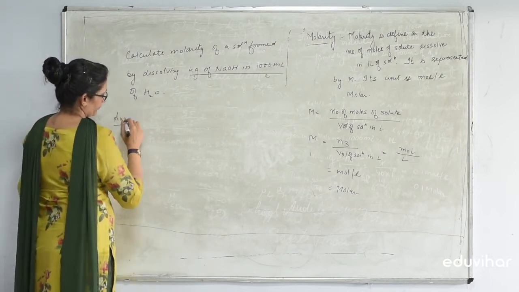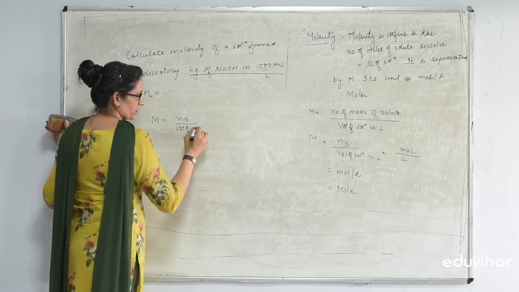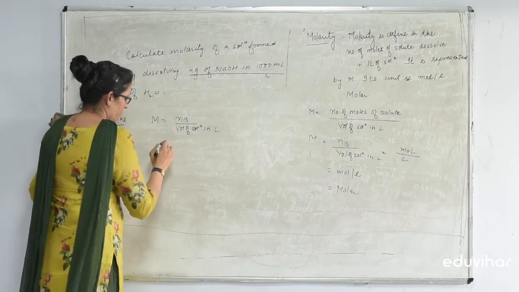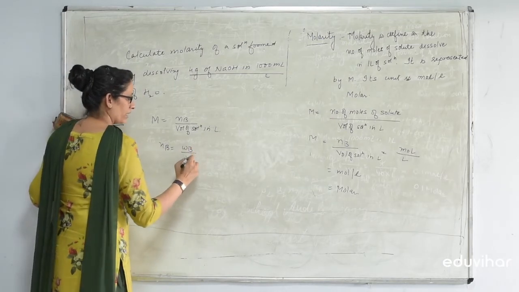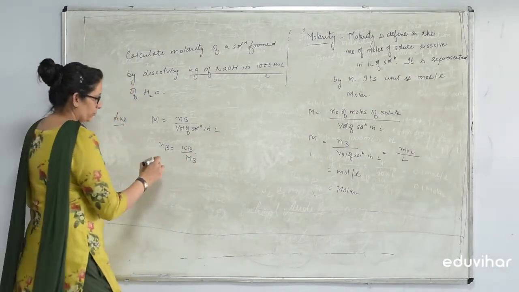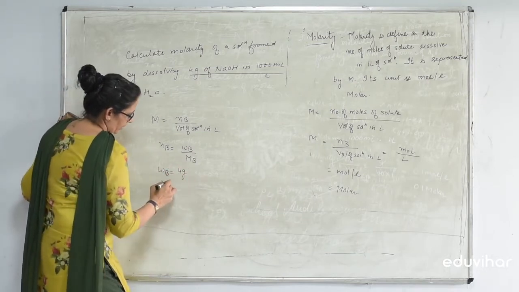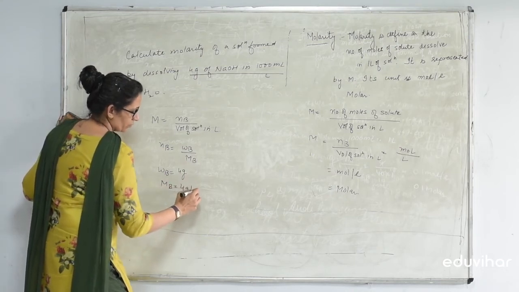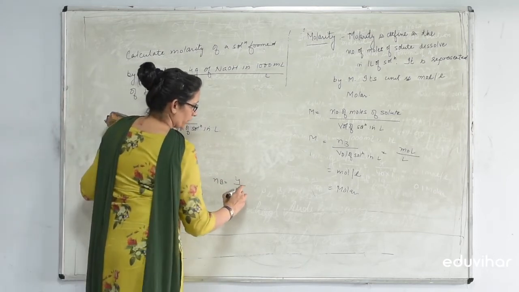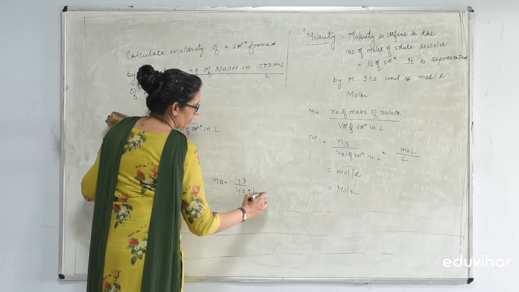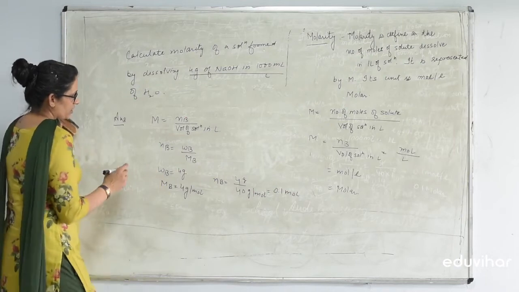Answer: molarity is number of moles of solute divided by the volume of solution in liter. First we have to calculate NB. NB is the number of moles of solute, that is equal to WB upon MB. The value of WB is 4 gram, and the value of MB is 40 gram per mole. So NB, the number of moles, is 4 gram divided by 40 gram per mole, and this becomes equal to 0.1 mole. Is it clear?